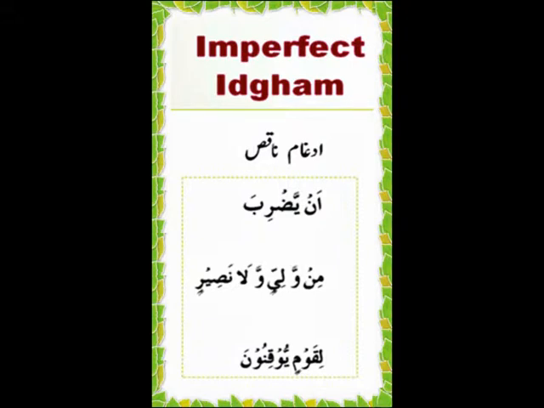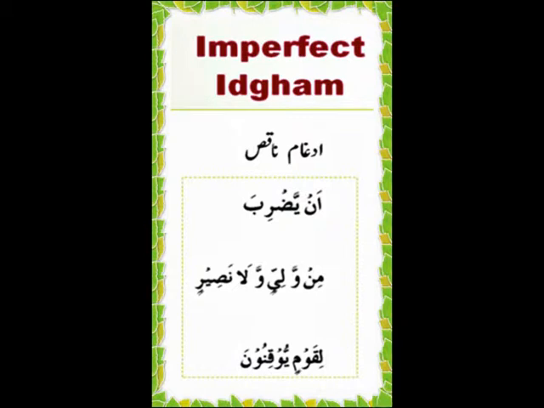Similarly, in the second example, we have a nun sakin which is followed by a waw. Since waw is also the second letter of the imperfect idgham, idgham-e-naqis, therefore we have to prolong the nun sakin here as well. This will be read as min waliyyin wala nasirin. Now notice, both waw which are mushaddad are preceded by either a nun sakin or a nun tanween. Therefore we have to prolong them.